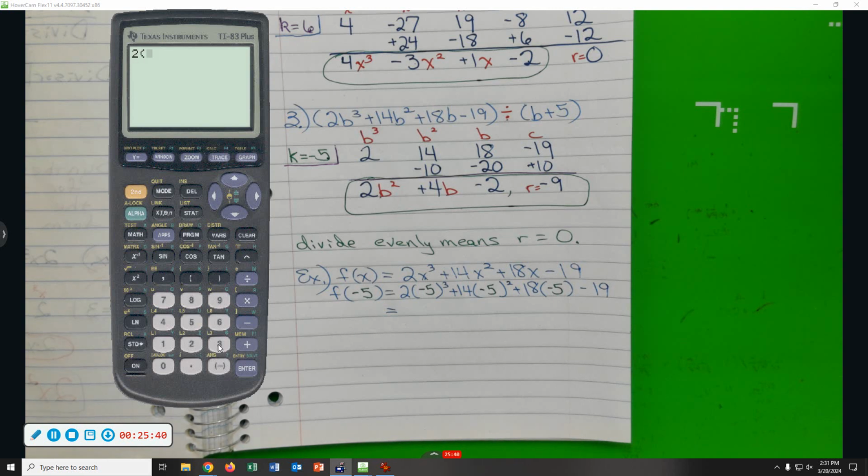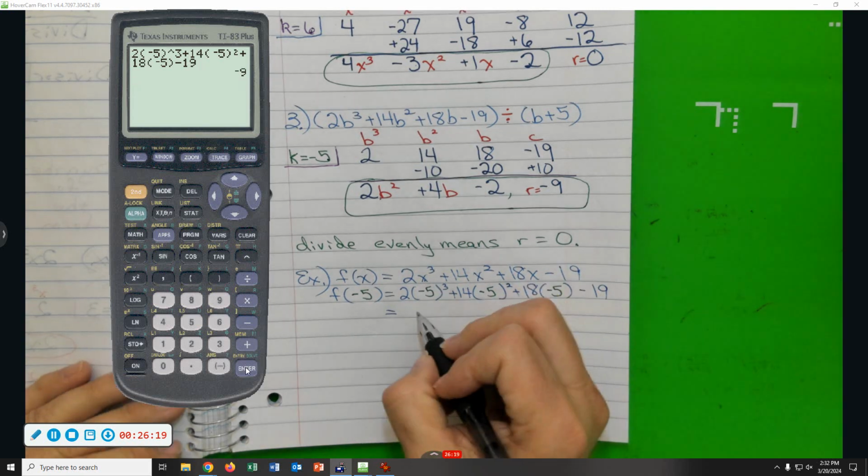2 parentheses, -5. In order to cube, I hit this little caret, cube. Plus 14, parentheses, -5, squared, plus 18 times -5, minus 19. There's a point to all of this. So I plugged a -5 in for x, and look what we're going to get. I think we're getting a -9.